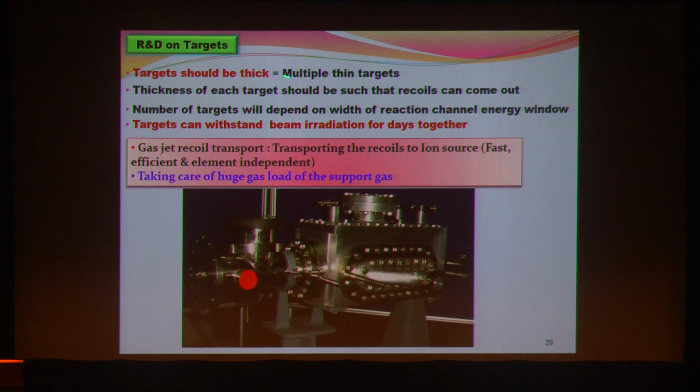And then, by using multiple thin targets, we collect all the reaction products from the multiple targets using a gas jet transport and feed it to an ion source. The advantage is that it is a fast, efficient and element-independent process. The issue we have to handle here is taking care of the huge gas load of the support gas, because no ion source can work with such a huge gas load. So something has to be done.